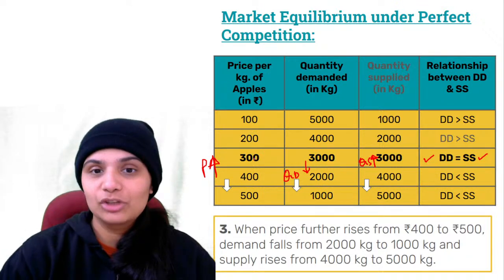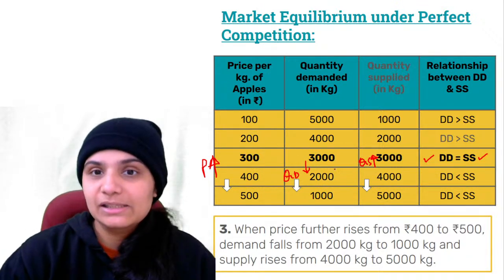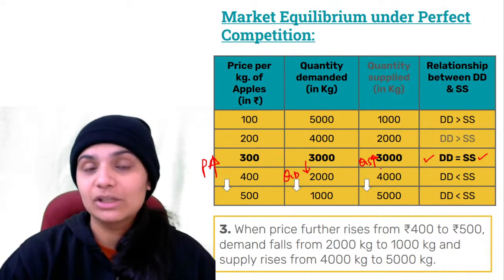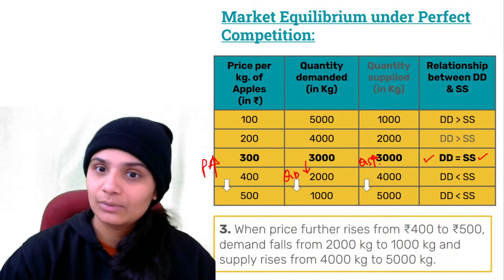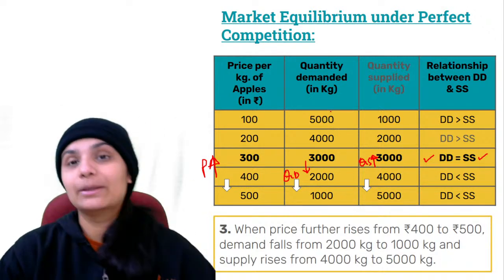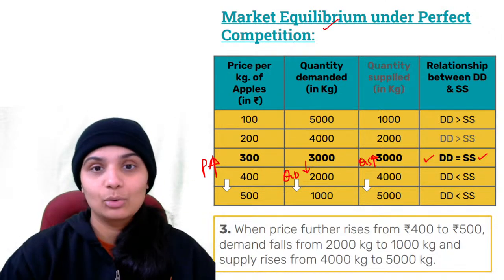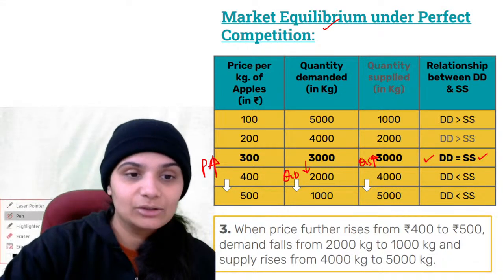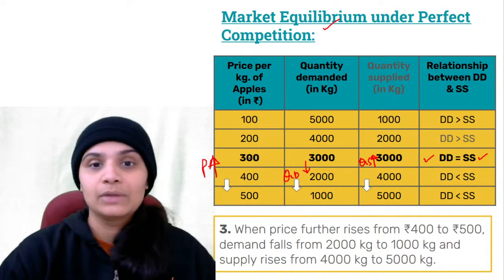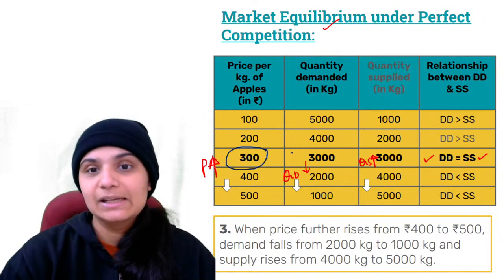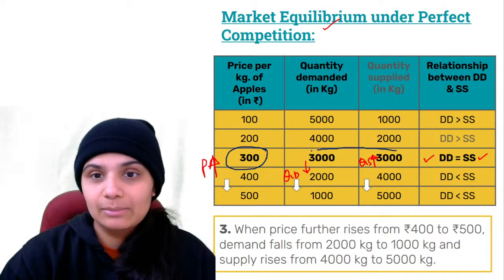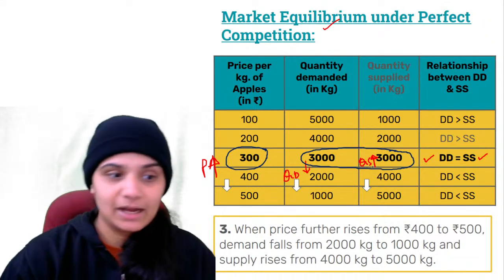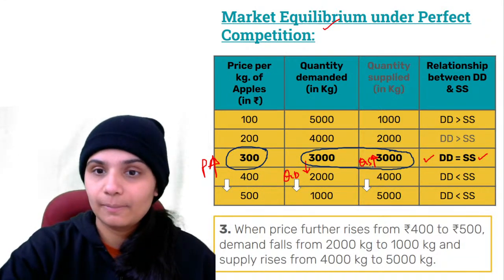At a price of 300, demand is 3000 kgs and the suppliers are also ready to supply 3000 kgs. That is the equilibrium quantity. That is the equilibrium price. So from this we have come up with two things. This is your equilibrium price and your equilibrium quantity, both when your demand and supply are equal. Okay.